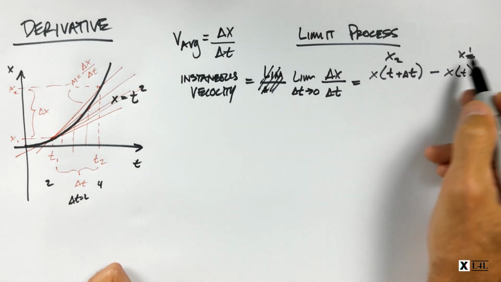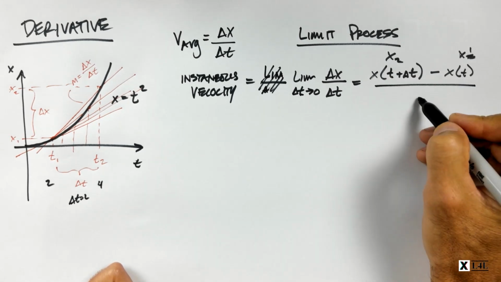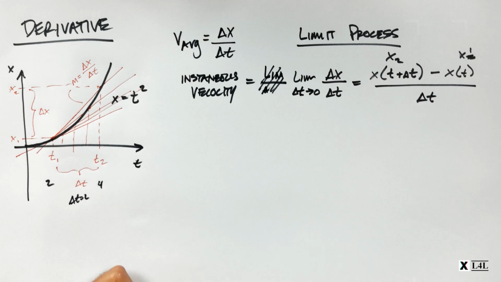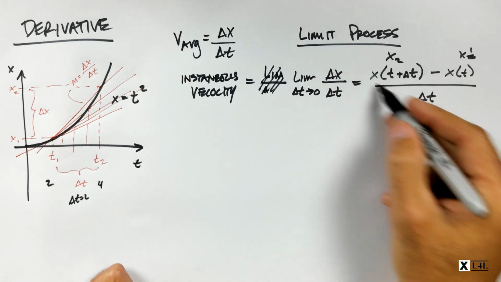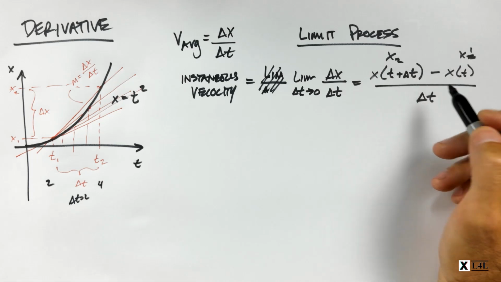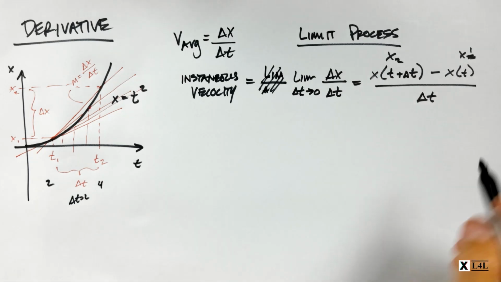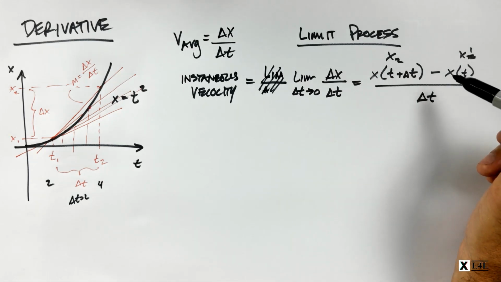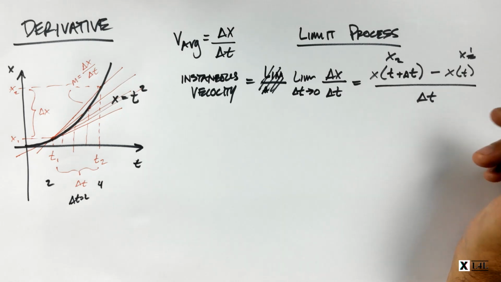Okay, so x2 minus x1 all over the change in time. So this limit function, we're going to analyze this function as it relates to taking delta t closer and closer to 0.